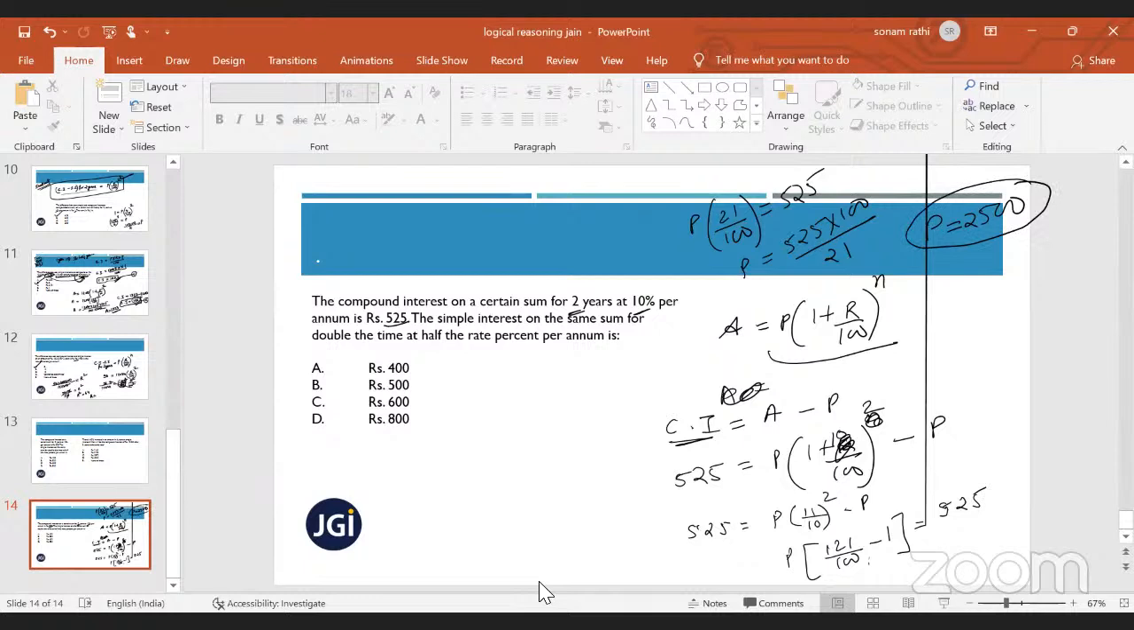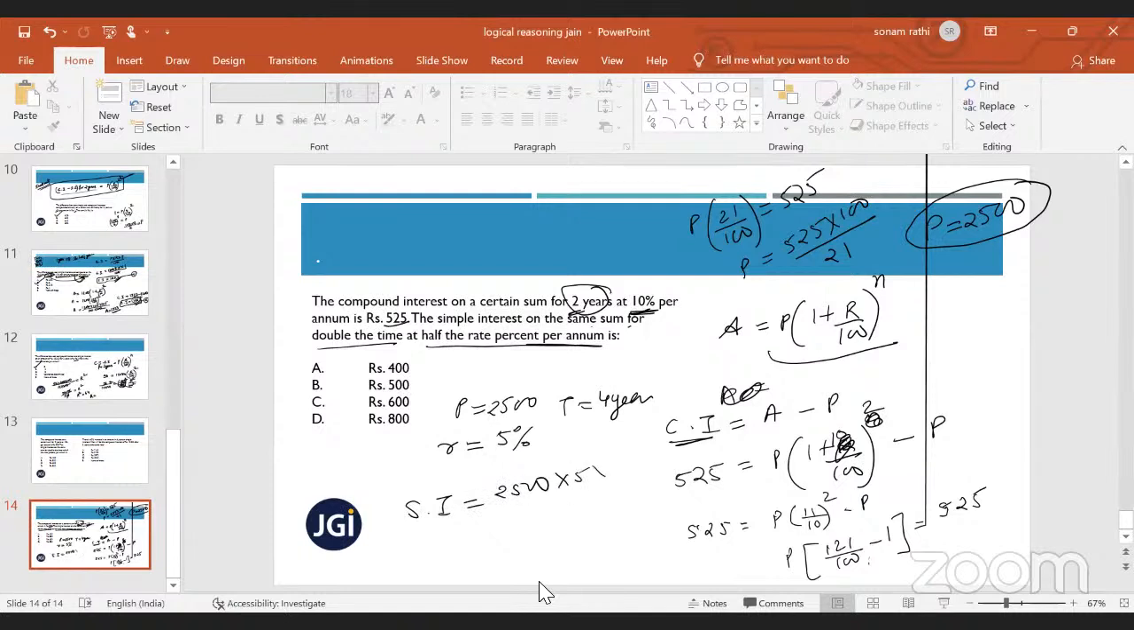Now they are asking you simple interest for the same sum. Sum is same. This is the sum. For double the time, time now will become 4 years, and rate half, so it was 10, now it is 5%. So put everything in the formula.